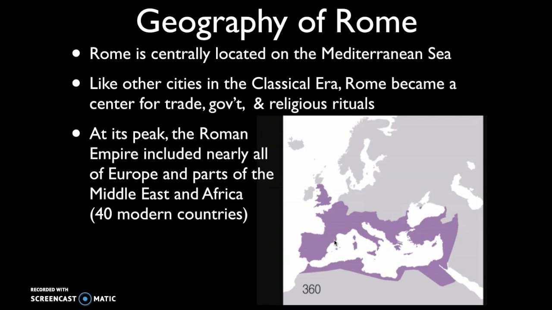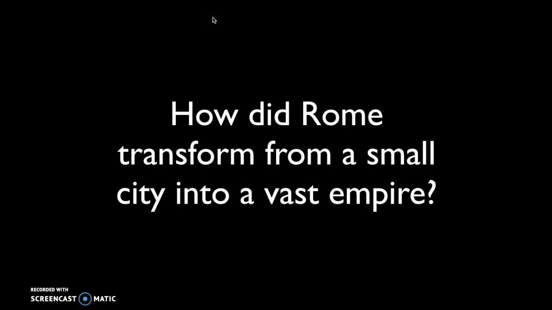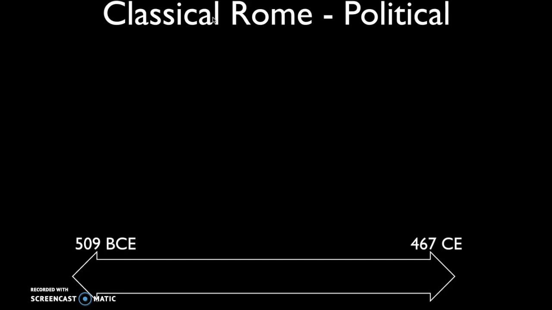So at its peak, the Roman Empire included nearly all of Europe, parts of the Middle East, and Africa, which includes 40 modern-day countries. So it was an incredibly diverse empire with people of different ethnicities, speaking different languages, and practicing different religions. Which leads us right into our next big question, which is: how did Rome transform from a small city into a vast empire?